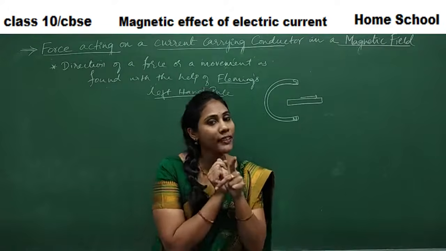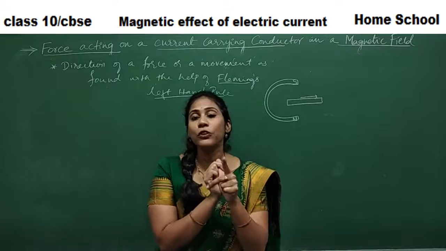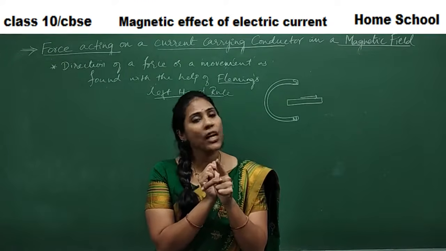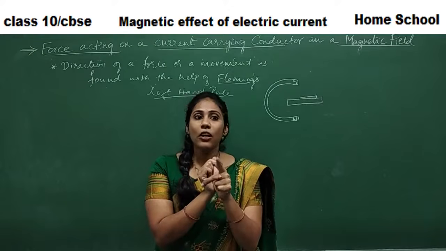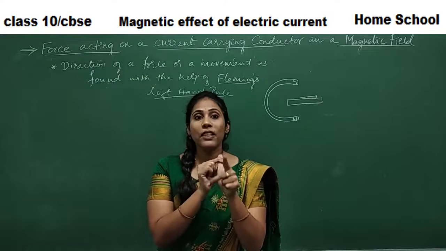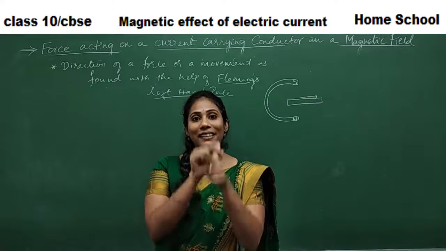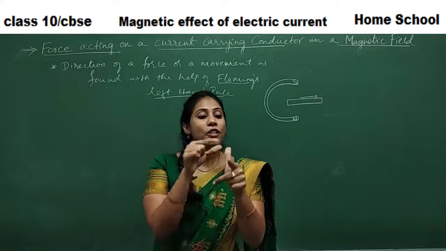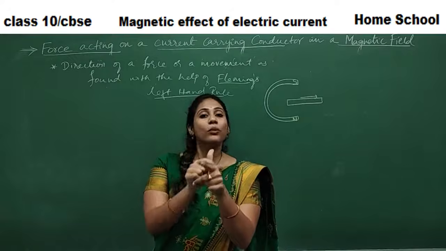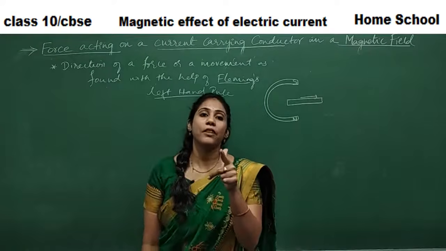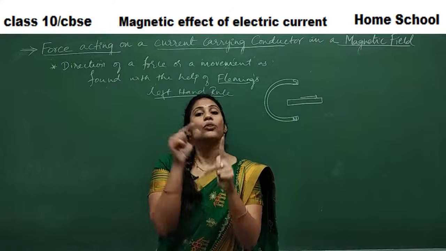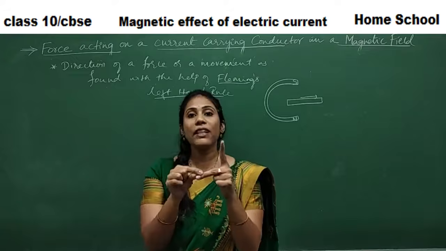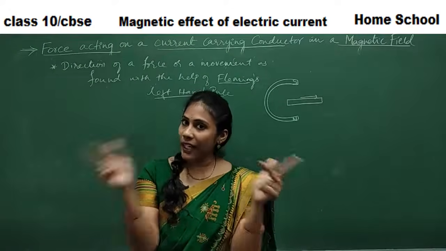Thumb is very important, no? What are we going to find out? We are going to find out the direction of force or direction of movement. So the important thing is taken up by the thumb finger. What is important? Force is important. That's what we are going to find out. So thumb will tell you the direction of force, index finger will tell you the direction of magnetic field, ring finger or middle finger will tell you the direction of current.